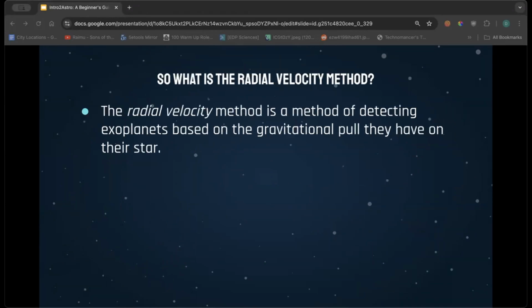So yeah, the radial velocity method of detecting exoplanets, also called the Doppler method, is the earliest method of detecting exoplanets. It's the very first one that we used to discover planets around a main sequence star.